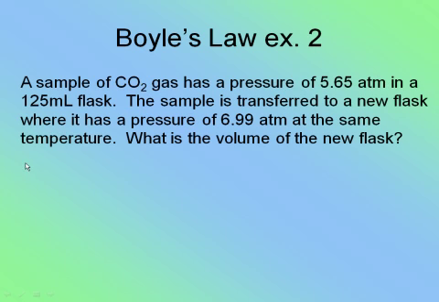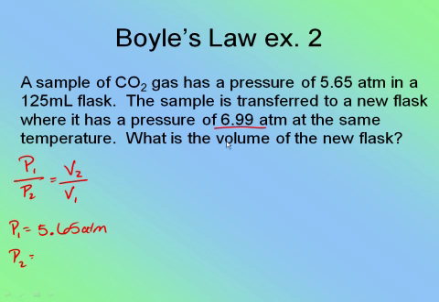So, we write our formula. So P1 over P2 equals V2 over V1, and list out what we know. P1 is 5.65 atmospheres. P2 is my second pressure, 6.99 atmospheres. V1 is whatever's connected with the 5.65, which is 125 milliliters. V2 is, it says what is the volume, so that's what I'm solving for.